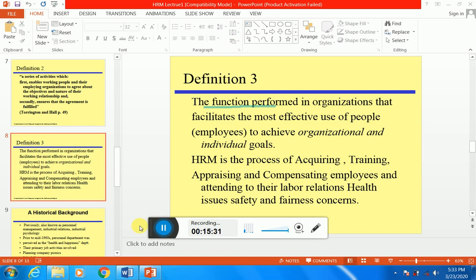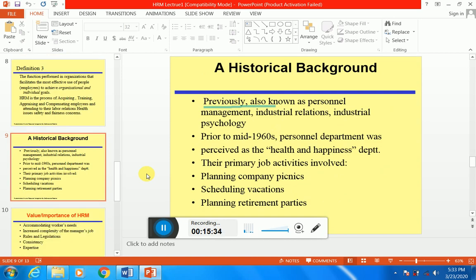Now let's move to the next slide, which is the historical background. Here in the historical background of human resource management, we are basically linking this slide with personnel management. Simply stated, personnel management is the initial name of human resource management. Before the 1960s, the staffing function was commonly known as the personnel department, and the personnel department had a limited role in organizational planning and performed few functions such as planning picnics, scheduling vacations, organizing retirement parties, and handling healthcare issues.